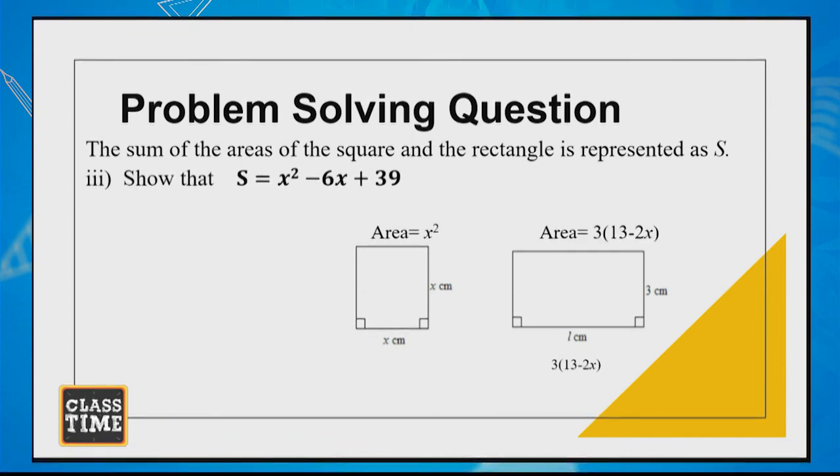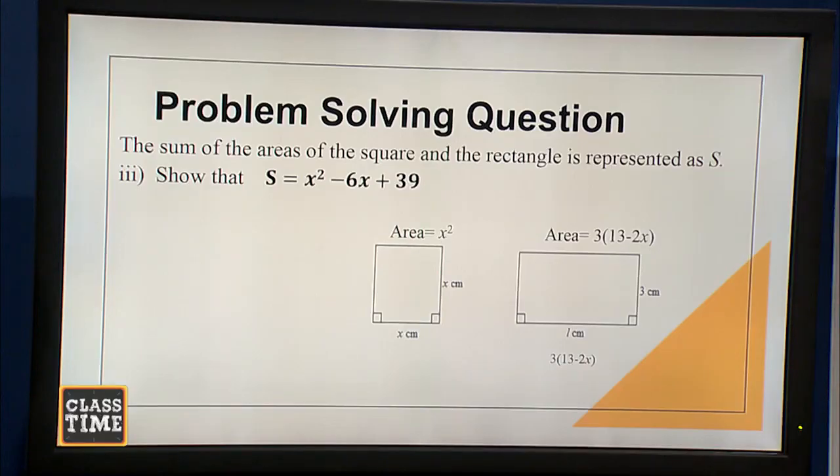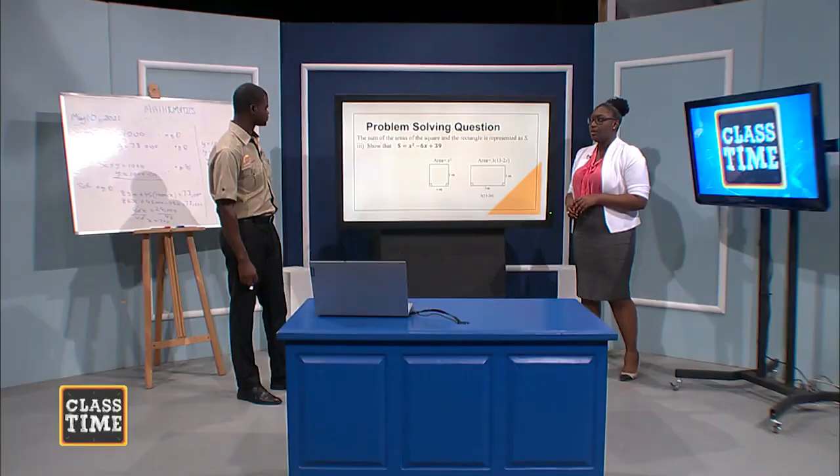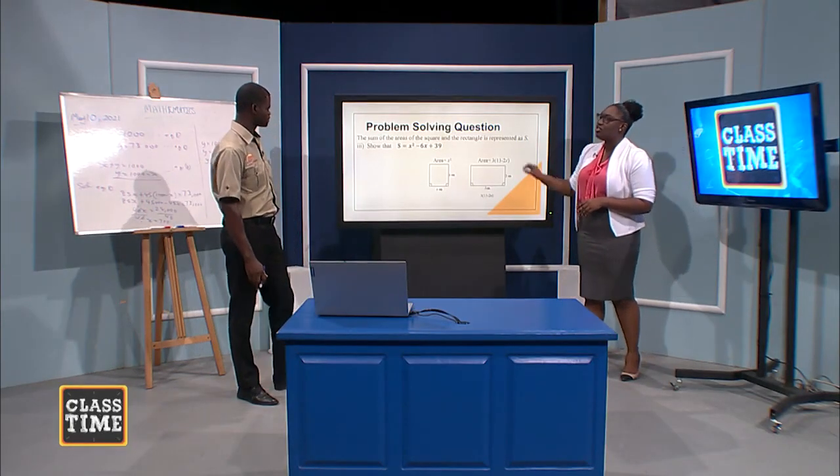We've highlighted the area of each one of the shapes. And as you can see, because this one is a square, the area is x squared. And with our rectangle, the area is 3 multiplied by 13 subtract 2x. Right. All right. So now I want you guys to show this at home.